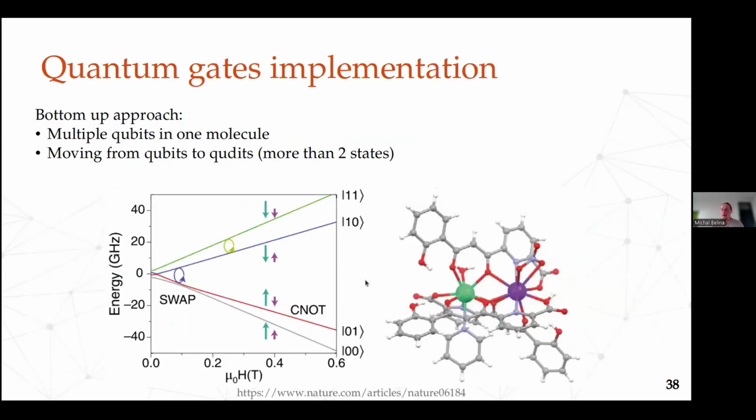And to play with the structures even more, one can combine different elements within one molecule to create multiple qubits in one molecule. And here you can see the splitting originating from different elements.